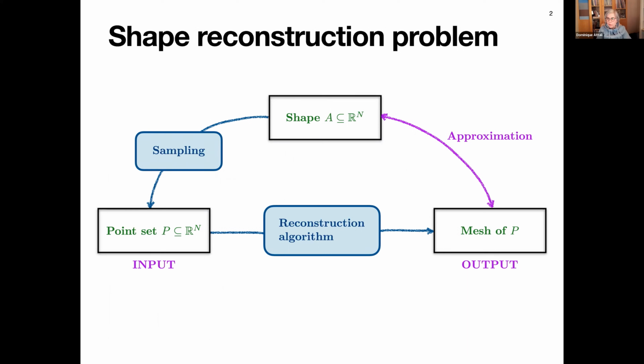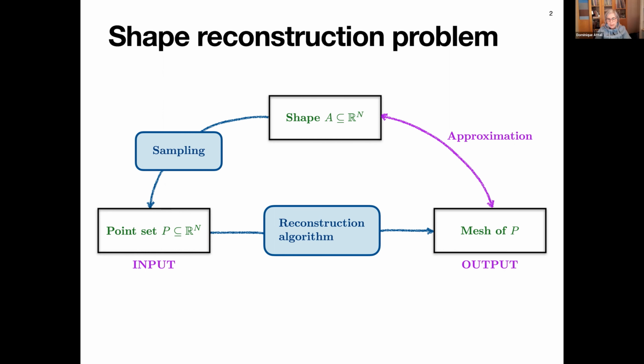I'm interested in the following problem. We have a set of points, and those points have been obtained by sampling some shape. Unfortunately, the shape is unknown. We only know it through the point set. Given as input this set of points, we would like to output a mesh that approximates the shape.